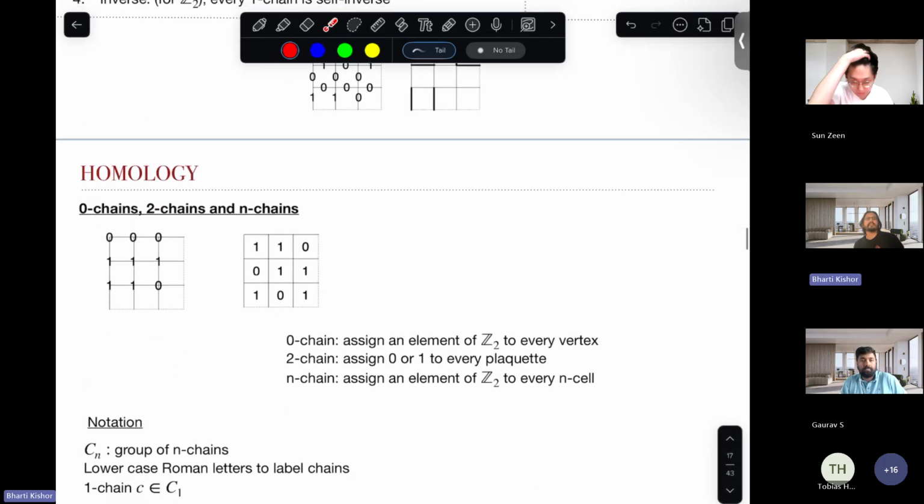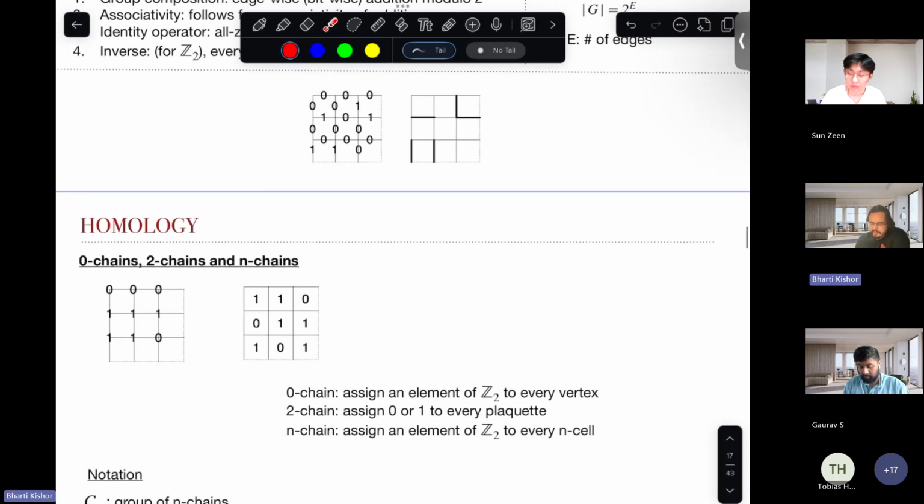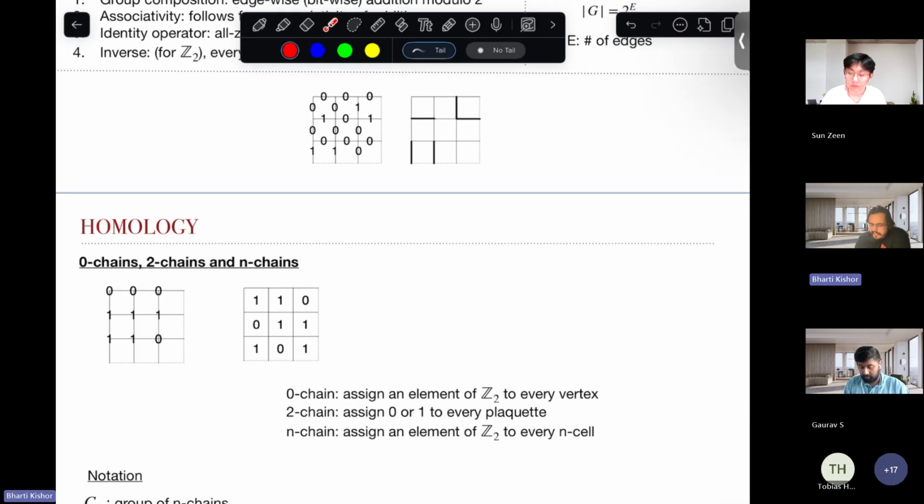But the same trick I can play with a 0-dimensional object and a 2-dimensional object, or an n-dimensional object. Now in our toric code case, we have vertices, edges, and faces. Corresponding to the edges, we got one chain. But corresponding to vertices, I can play the same trick. I can assign an element of Z2 to every vertex, and that will be a 0 chain. I can assign 0 or 1 to every plaquette, and that will be a 2 chain.